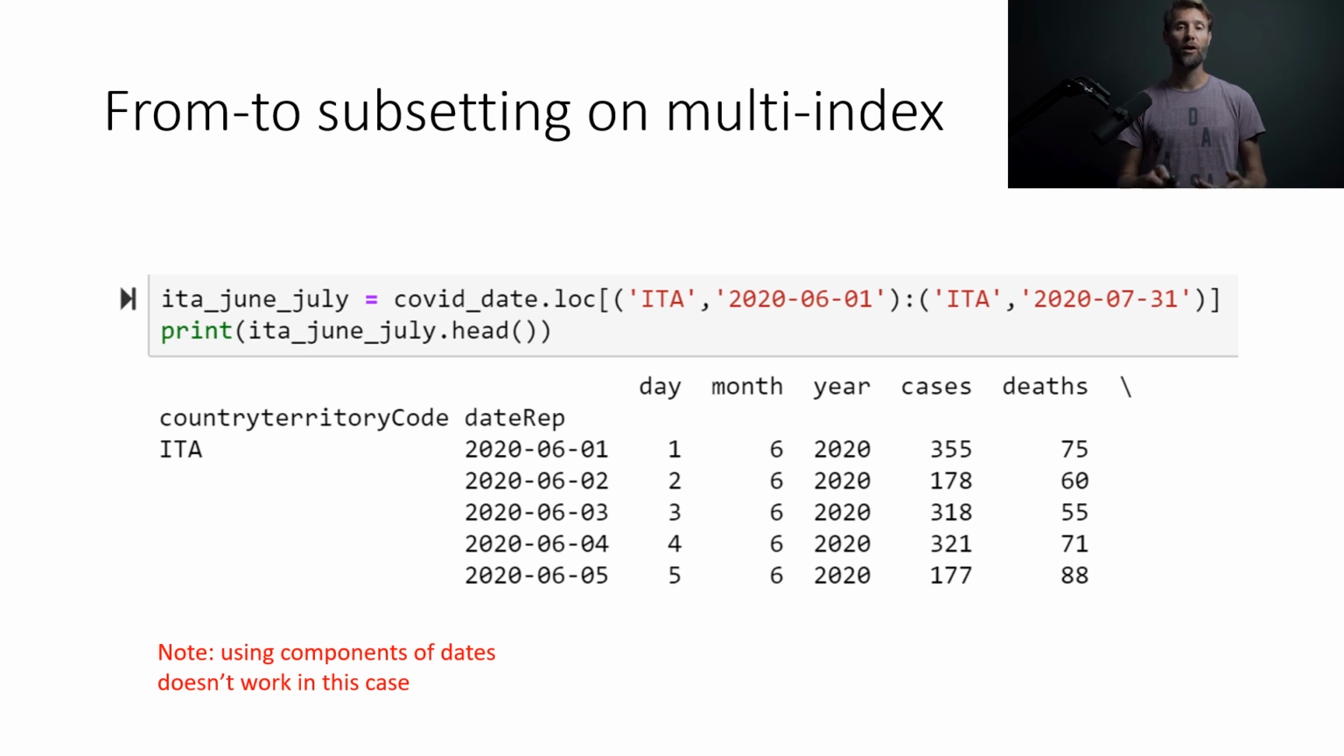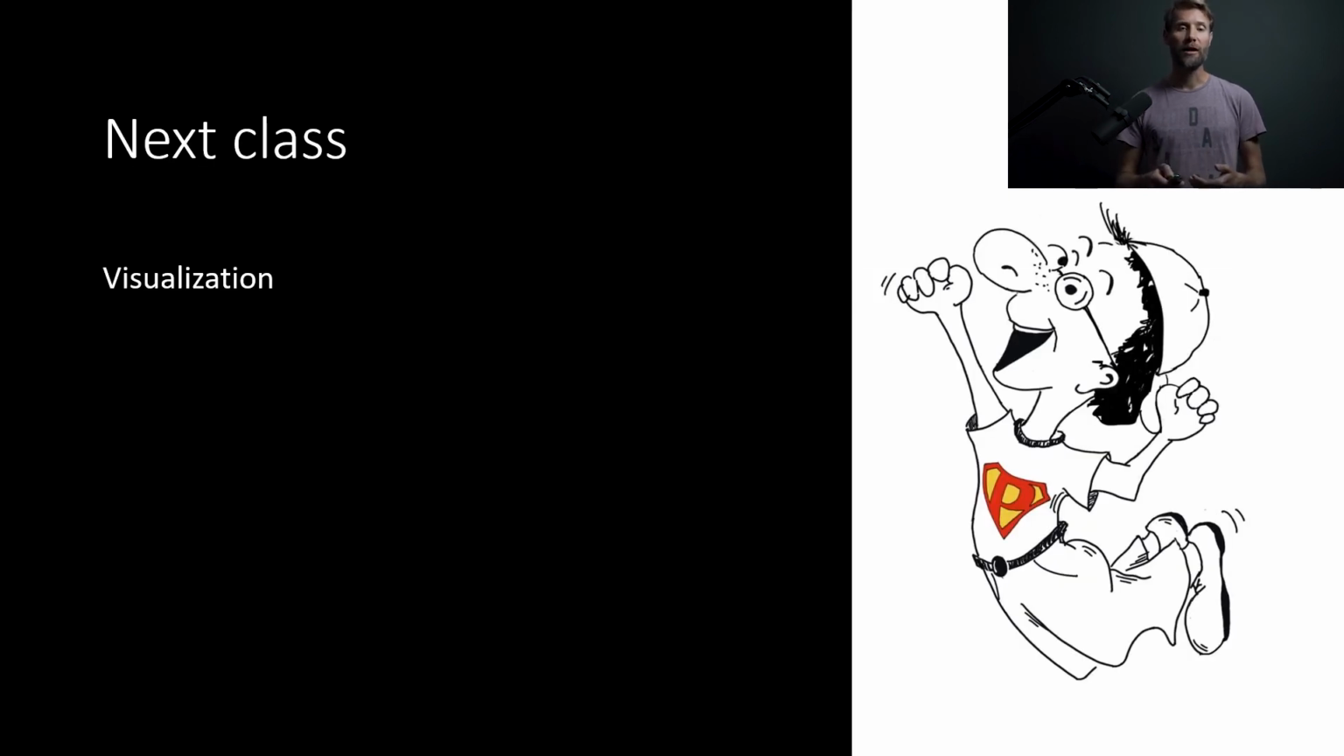Selecting ranges only works if the data is sorted on the first index column of the multi-index. If we select ranges by applying the colon symbol, we can't subset on components of dates. Knowing how to use indexes doesn't mean that you are able to apply them. So start practicing right away and become an indexing expert.